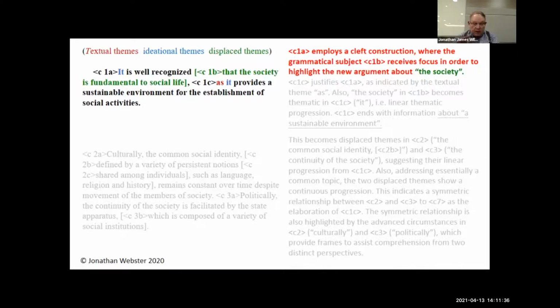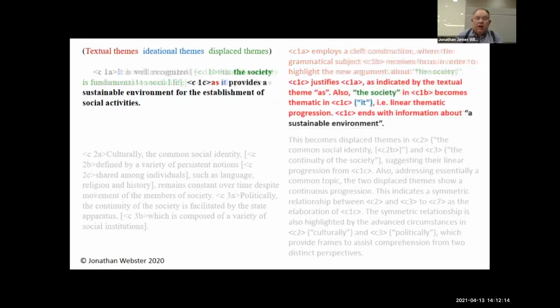Now, the student explained the choices made in terms of what was theme. This is the explanation, the rationale. 1A employs a cleft construction where the grammatical subject, 1B, receives focus in order to highlight the new argument about the society. And so 1B, it is that the society is fundamental to social life, receives, as he explains, the focus. 1C justifies 1A as indicated by the textual theme, as, the use of conjunction. Then as it continues, also the society becomes thematic in 1C, it. So what was mentioned before, the society, is now referred to by it. That is a kind of linear thematic progression.